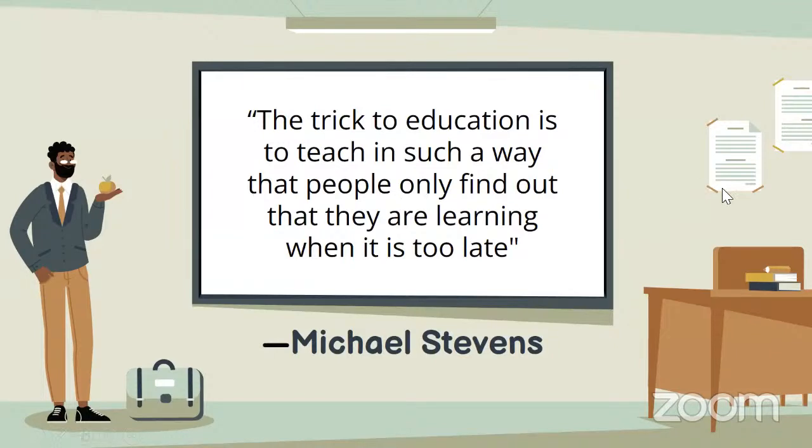And he said that the trick to education is to teach in such a way that people only find out that they're learning when it's too late. And the premise behind his statement was that you want students to enjoy what they're doing in the learning arena, that by the time they have learned, they would have just then realized that they're being taught something new.